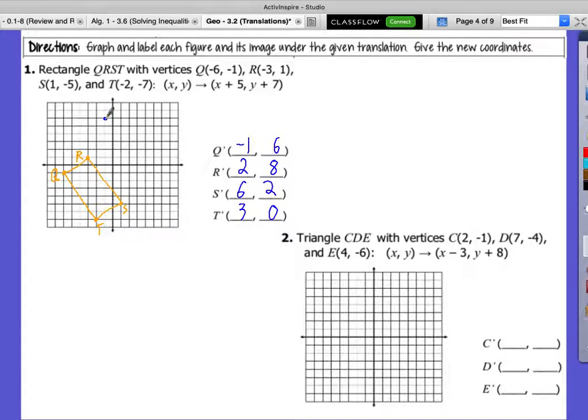-1 comma 6. 2 comma 8. 6 comma 2. And 3 comma 0.